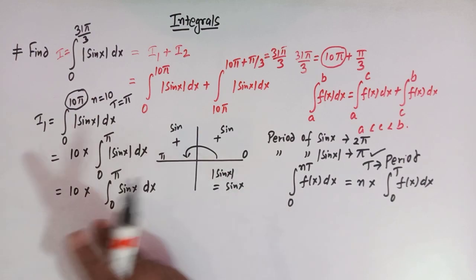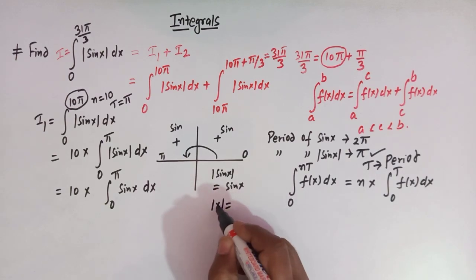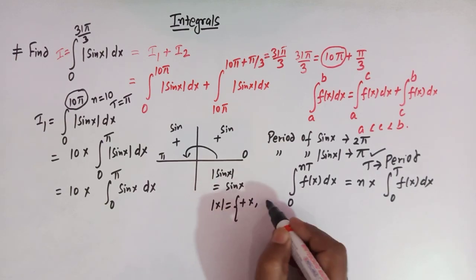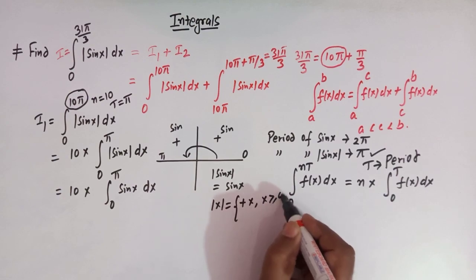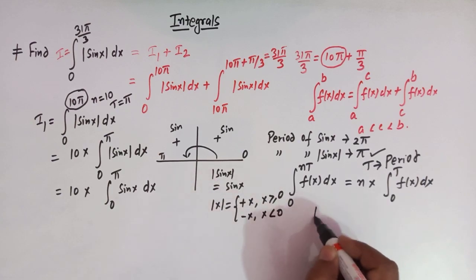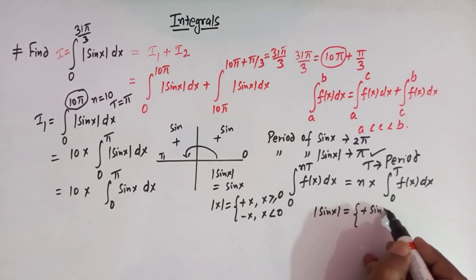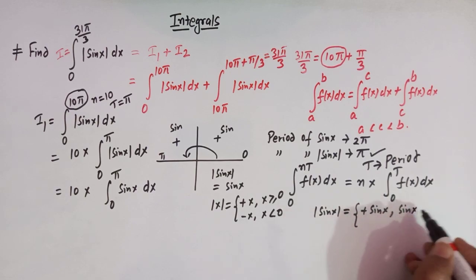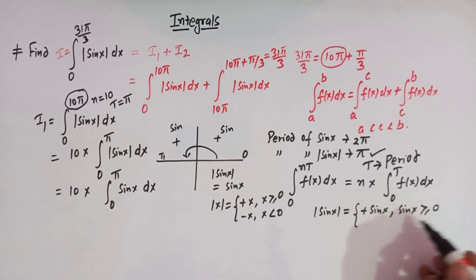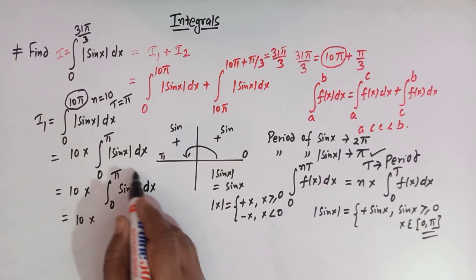So from the definition of the mod function, mod of x is positive x whenever x is greater than or equal to 0, and minus x whenever x is less than 0. So mod of sine x is positive sine x, because sine x is greater than or equal to 0 in the interval 0 to pi, right? So now we have the integral from 0 to pi of sine x, and this is an easy integral.